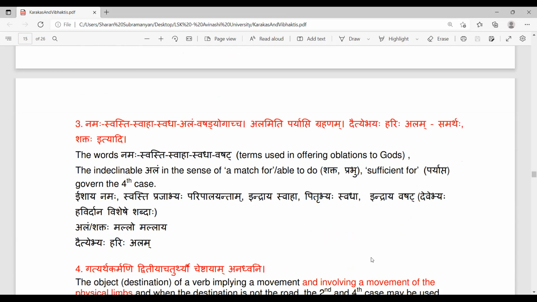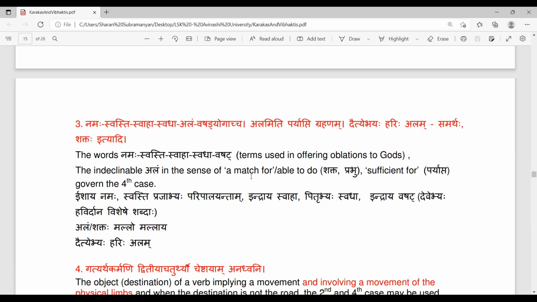Namaha means doing namaskara. Swasti is a Mangala Shabda. Swaha is the word uttered when an ahuti is offered into the Agni. Similarly Swada, Vashat, etc. are all used when oblations are offered to the gods in the Agni. So these words govern Chaturthi Vibhakti. And also the word Alam, in the sense of a match for or able to, Shaktyarthe or Prabhu, or in the sense of sufficient, Paryapta. These words will govern Chaturthi Vibhakti.